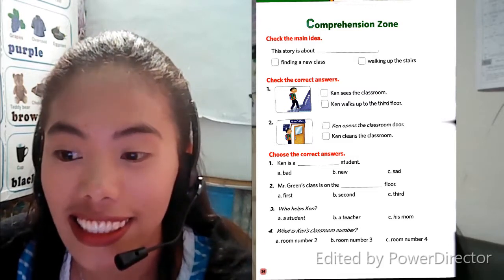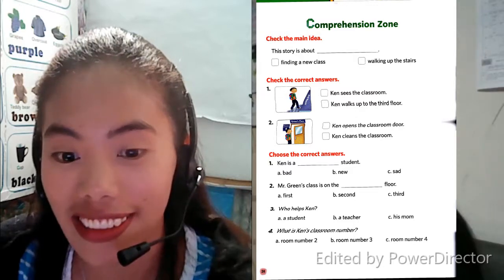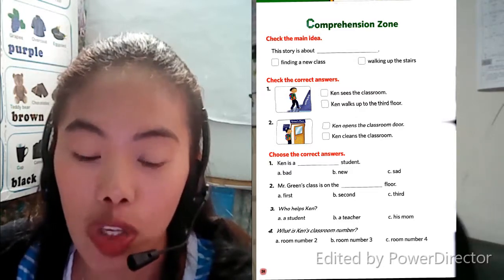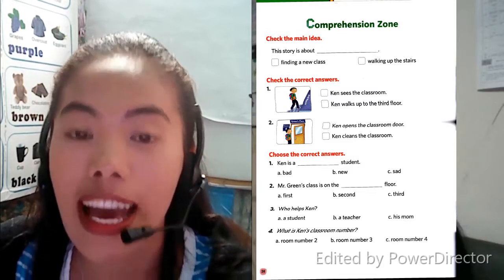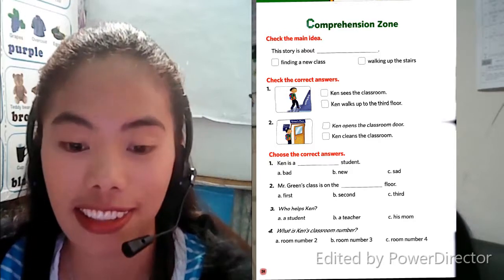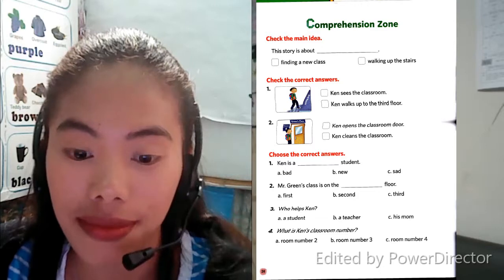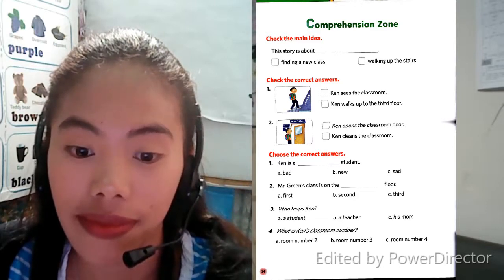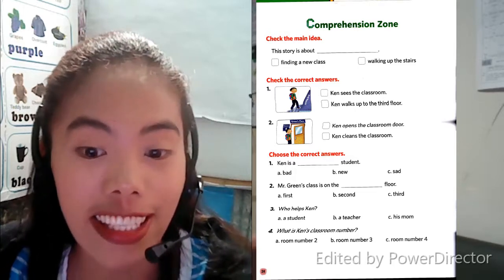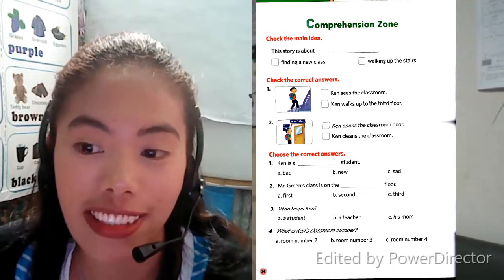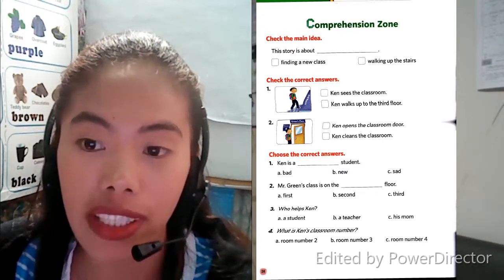The next picture above the shout. Second. Okay, don't forget it, okay? All right, the next picture above. Stairs. Okay, the next picture above. Second. It is third. Okay, the next picture above.